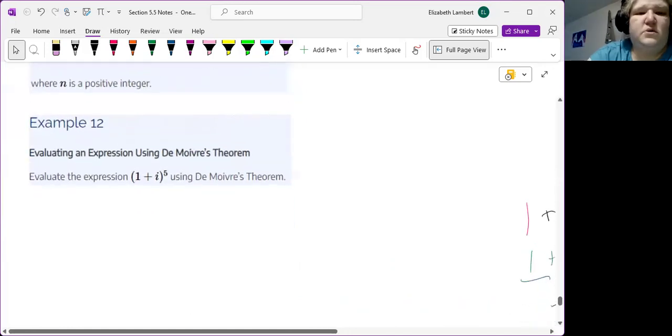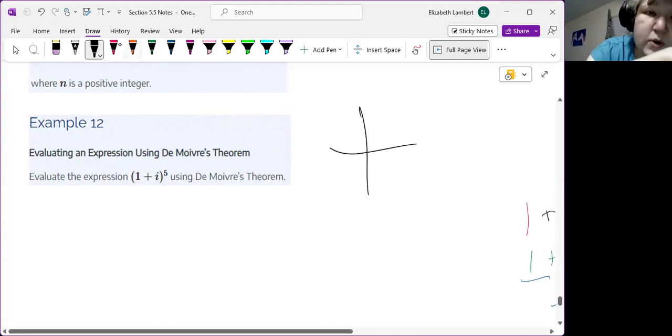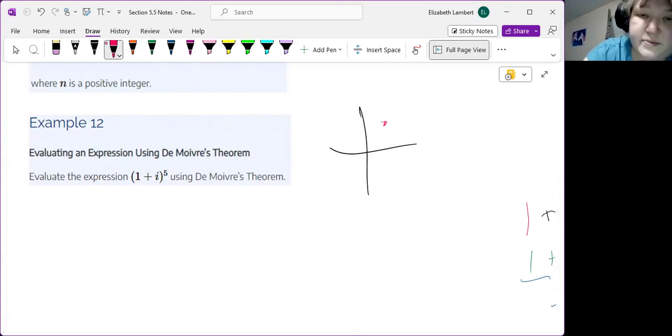Also, we can use de Moivre's theorem. So if we convert this into polar notation, let's just think real quick about where this point is. 1, 1. So 1 squared plus 1 squared is 2. So our radius is the square root of 2. And our theta is 45 degrees.